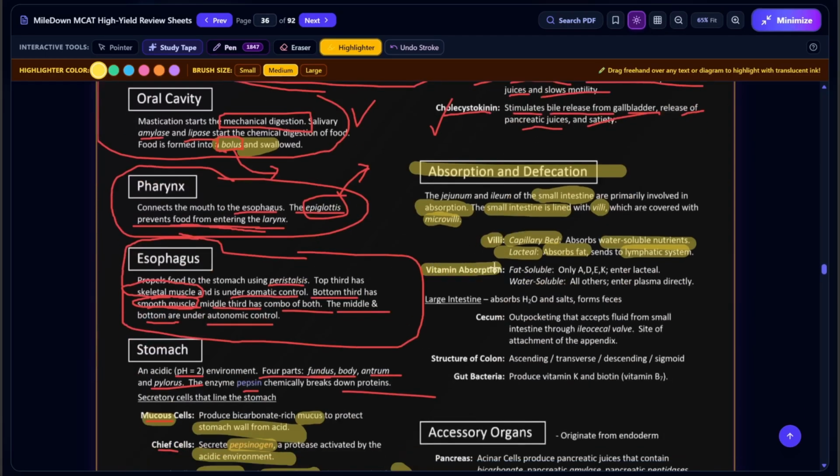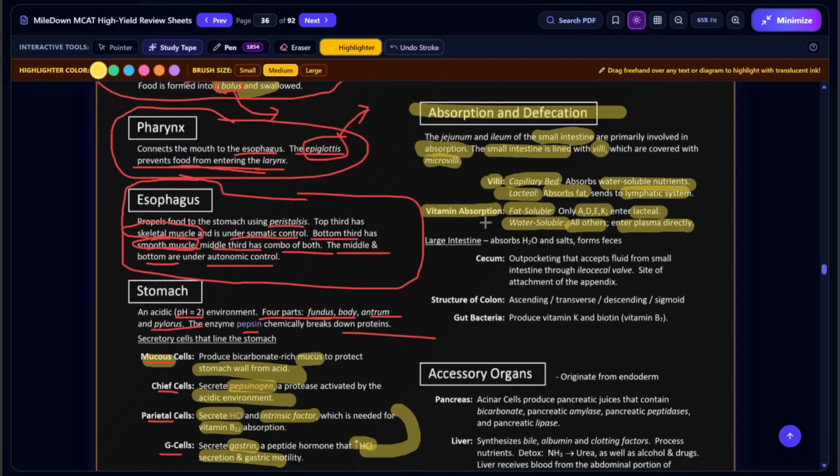And now vitamin absorption. There are fat-soluble vitamins, A, D, E, K, and they enter the lacteal. And there are also water-soluble vitamins, which is all others, which enter your plasma directly. Your large intestine absorbs H2O and salts and forms feces. The cecum is an outpocketing that accepts fluid from the small intestine through the ileocecal valve, and is the site of attachment of the appendix.